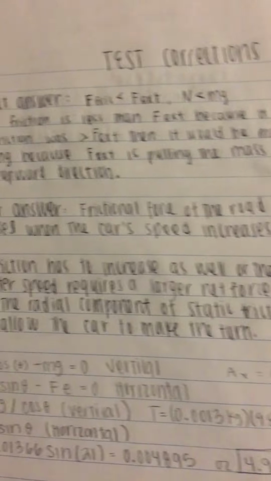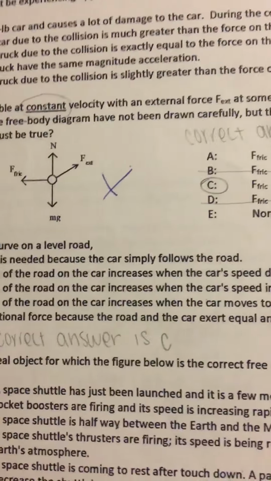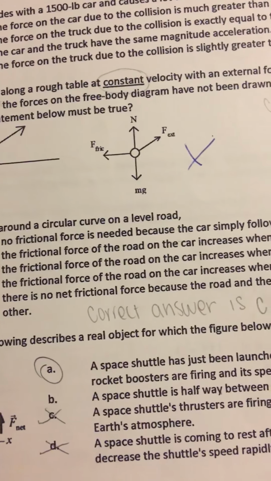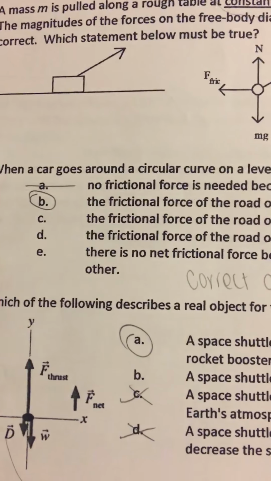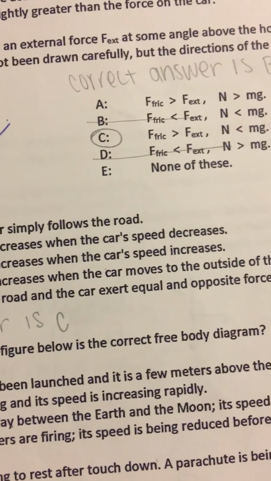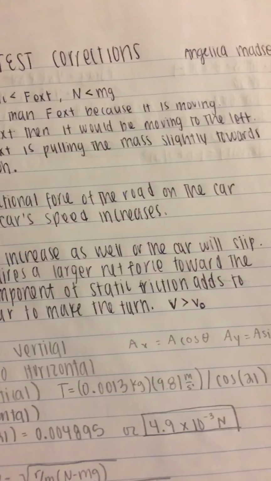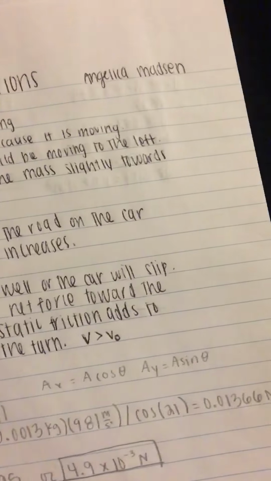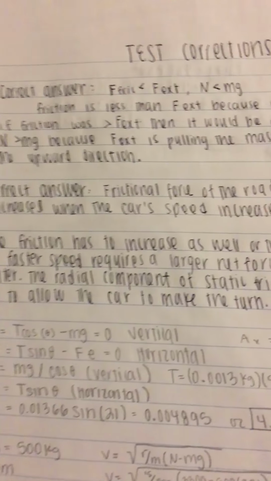For the next problem, problem number 4, it's talking about a car going around a circular curve on a road. The correct answer is C, that the frictional force of the road on the car increases when the car's speed increases. What I said was the same thing. And this is because the friction has to increase as well, or the car will slip.